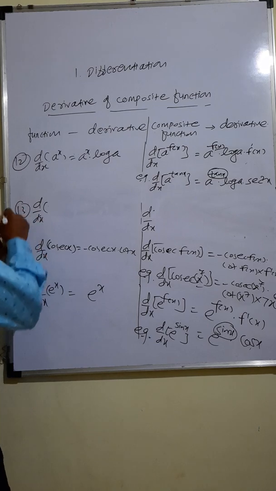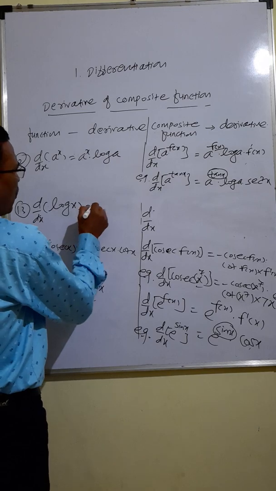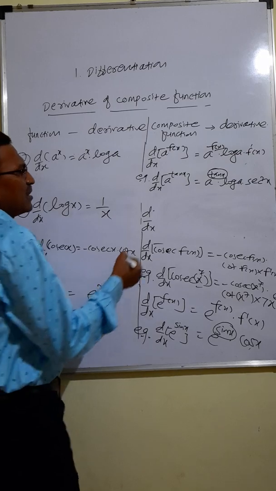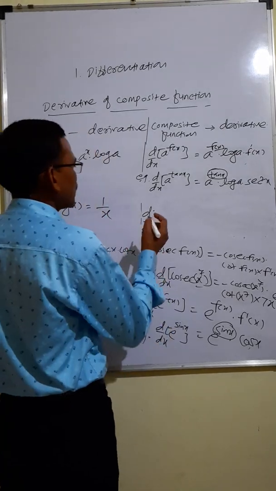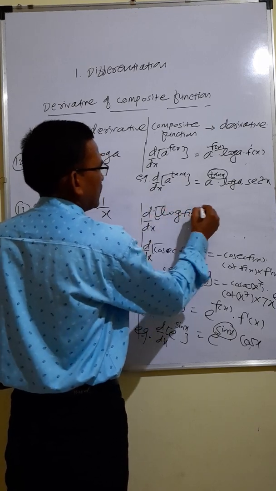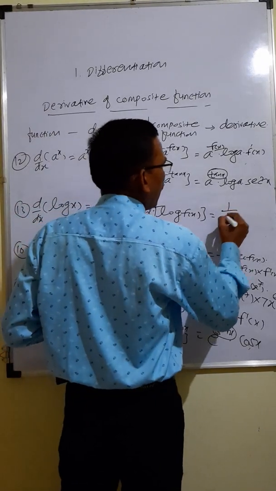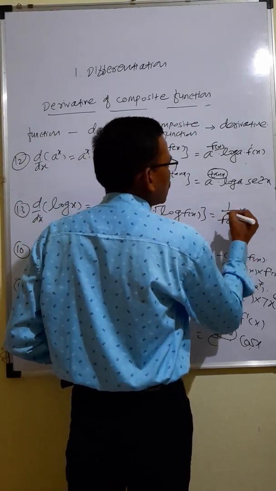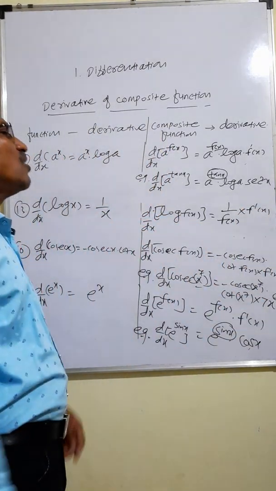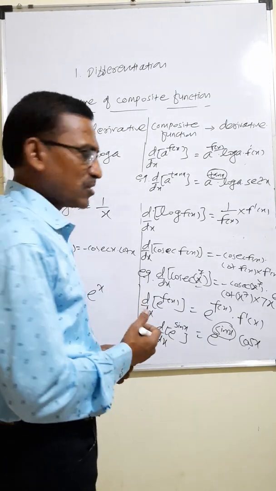Next, it is a logarithmic function, a standard function: the derivative of log x. We know that the derivative of log x is 1 by x. And in the composite function, the derivative of log of f of x is in the same way 1 by f of x into f dash x, by the chain rule. The composite function is also called the chain rule, or the function of the functions.